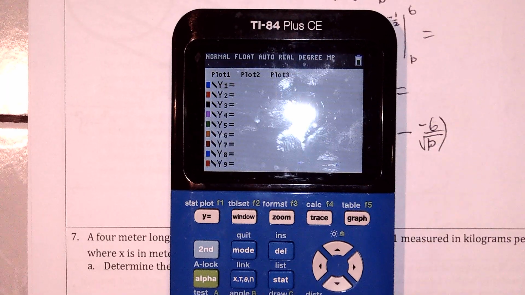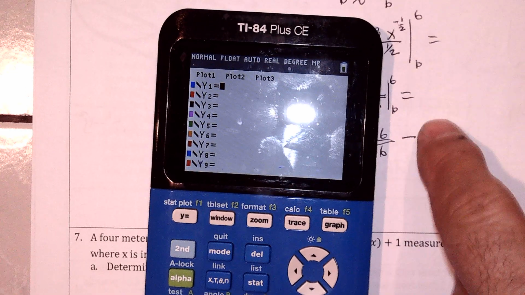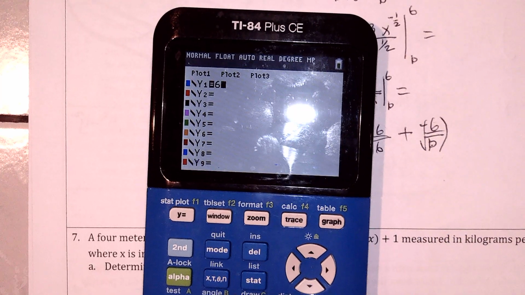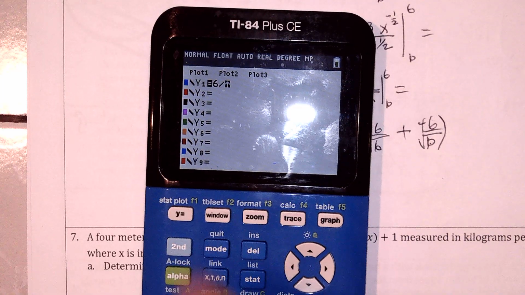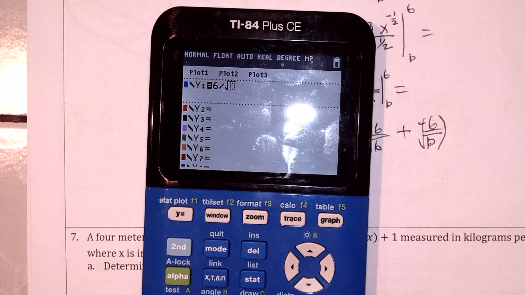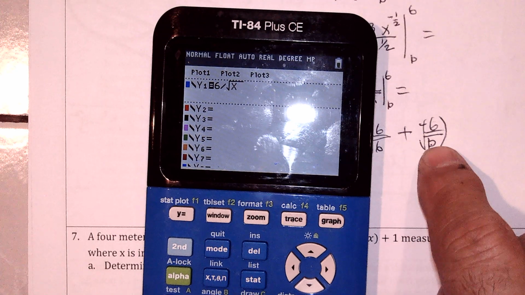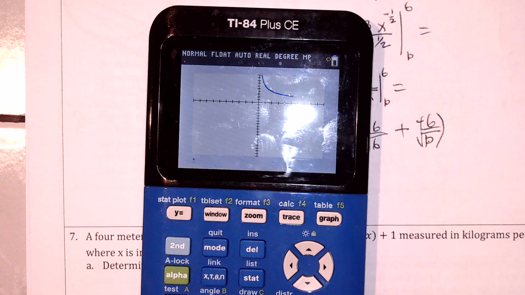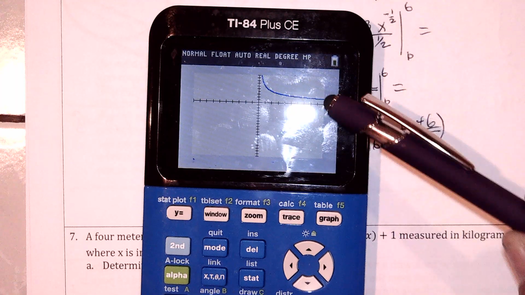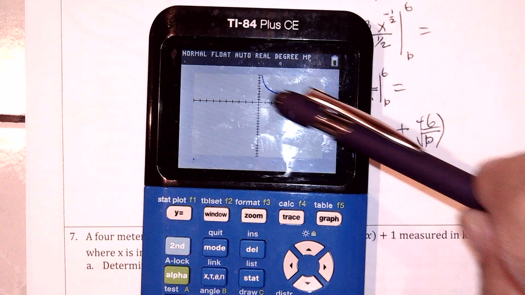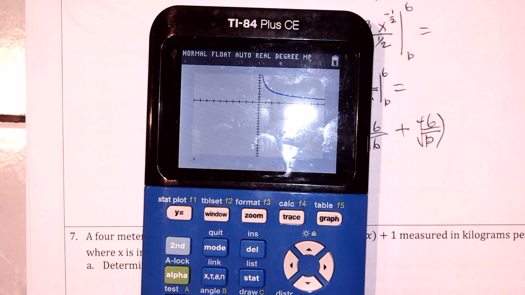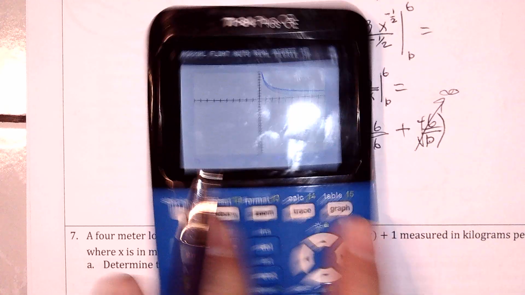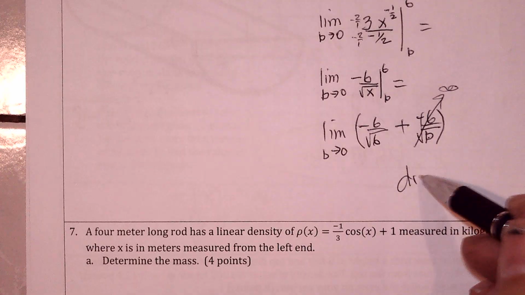So it's minus minus, so the minus minus cancel. What we're interested in is 6 divided by the square root of x when x gets closer to 0. So we're going to look at this graph. And when we go towards 0, this graph explodes, goes off to infinity. So this diverges.